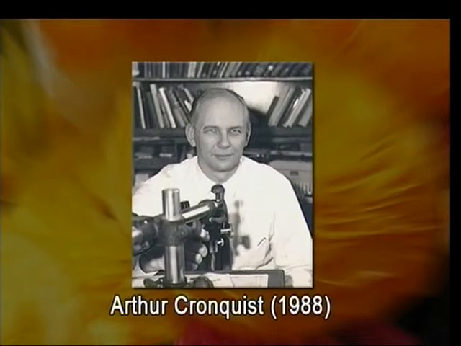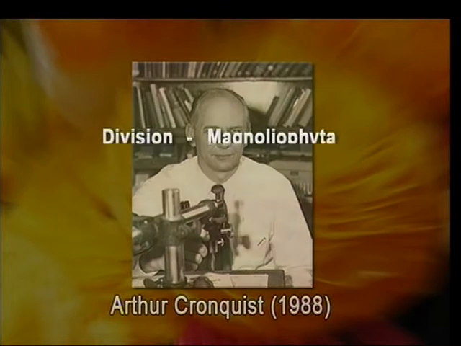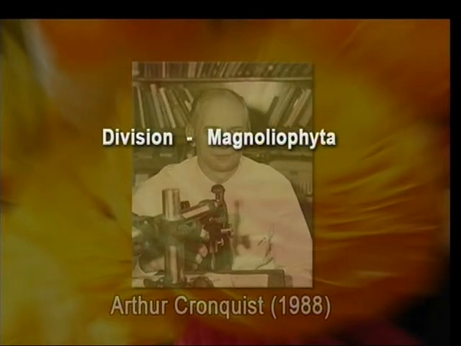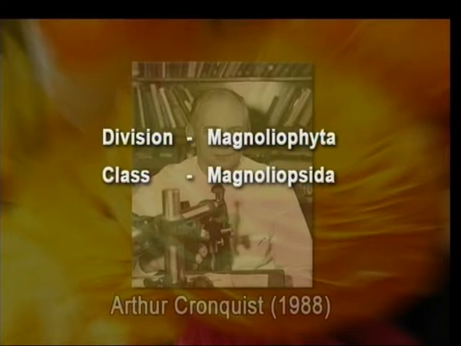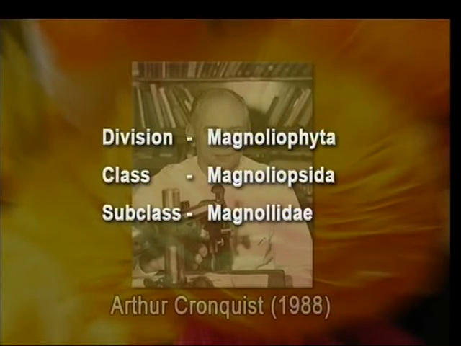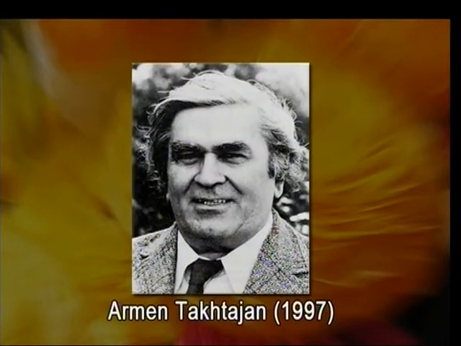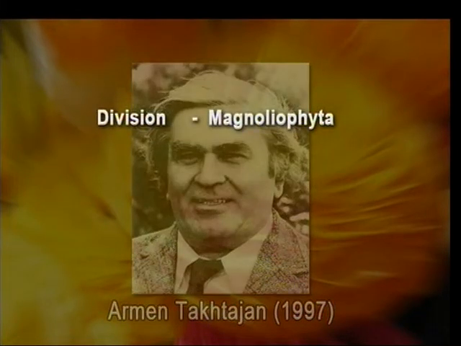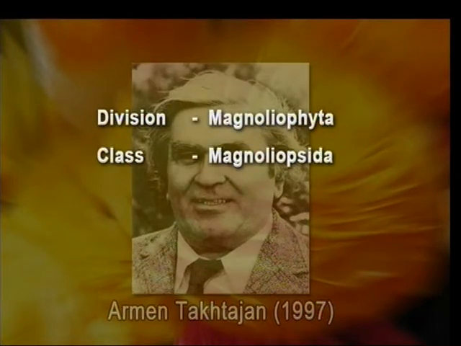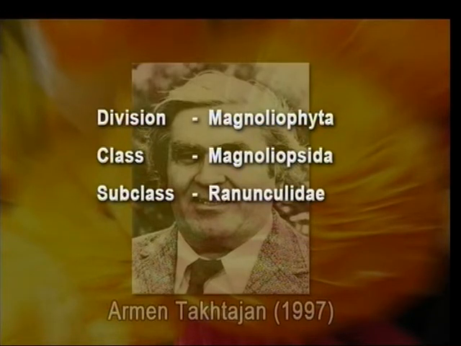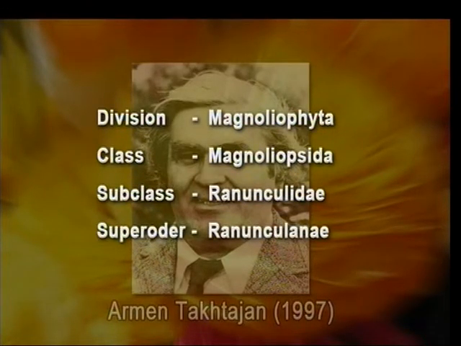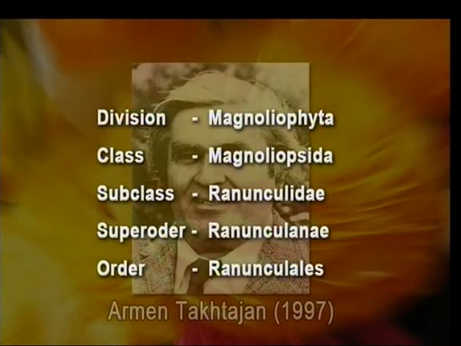Now, the classification of Arthur Cronquist, who was an American taxonomist working at the New York Botanical Garden: he classified Ranunculaceae under the division Magnoliophyta, class Magnoliopsida, subclass Magnolidae, and the order Ranunculales. Armand Takhtajan, famous Russian taxonomist, classified it under the division again Magnoliophyta, class Magnoliopsida, subclass Ranunculidae, superorder Ranunculanae, order Ranunculales.